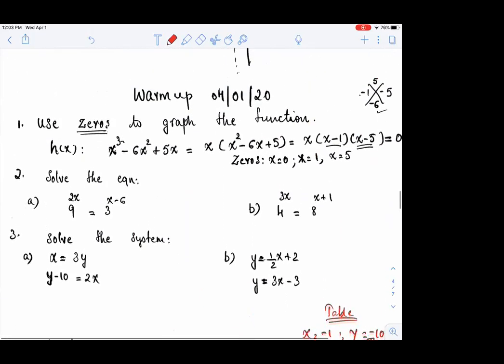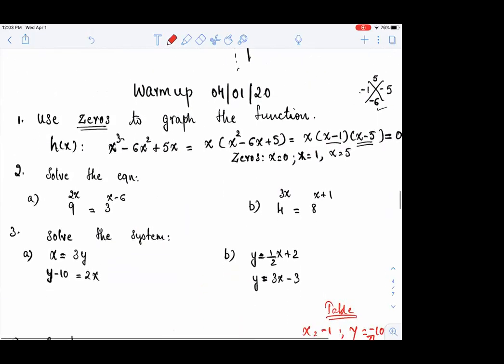Next thing is, solve the equation. Do you remember all these exponential equations? When you solve an exponential equation, what's the strategy that you're looking for? Converting to the same base. Correct. You need to convert this and this to the same base.